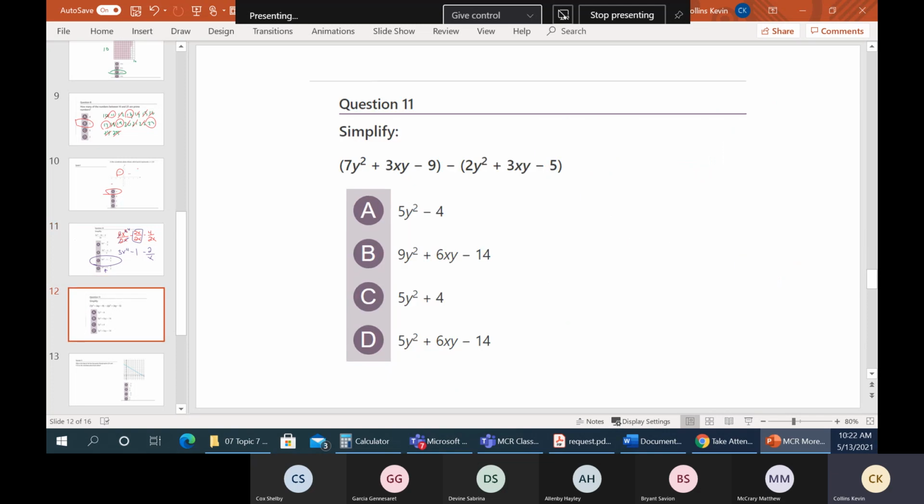All right, so let's knock this one out and we'll call it. And again, this is just combining like terms, so it should be pretty easy. Go.